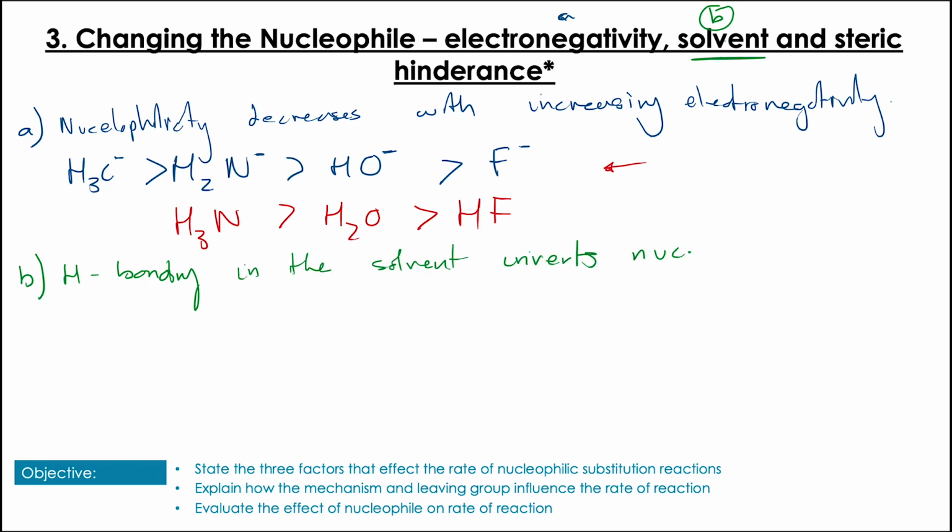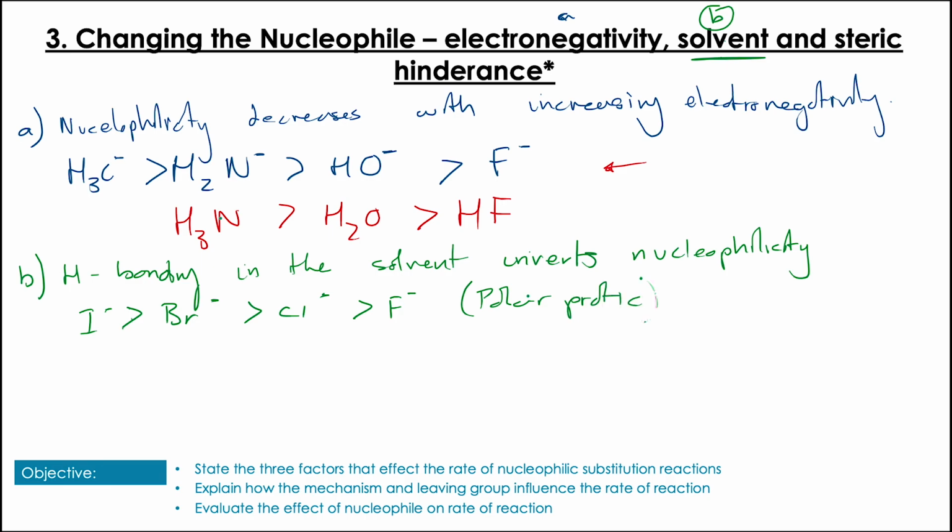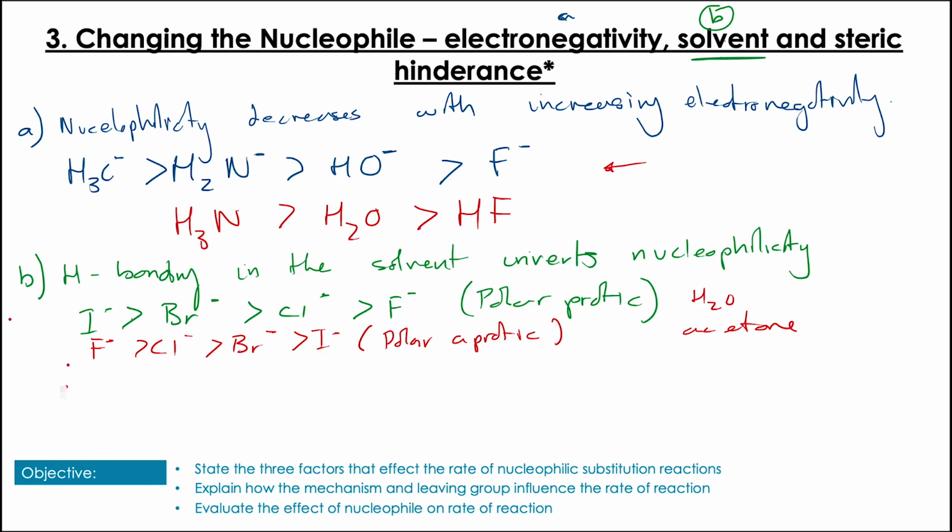Hydrogen bonding in the solvent, which we already looked at a little bit in the mechanism, also inverts nucleophilicity. This can be a little bit confusing to think of, but in polar protic solvents, iodine is the best nucleophile of the halogens, and in polar aprotic solvents, things like acetone, fluorine is the best. So we've kind of focused on this order, including H-bonding solvents.